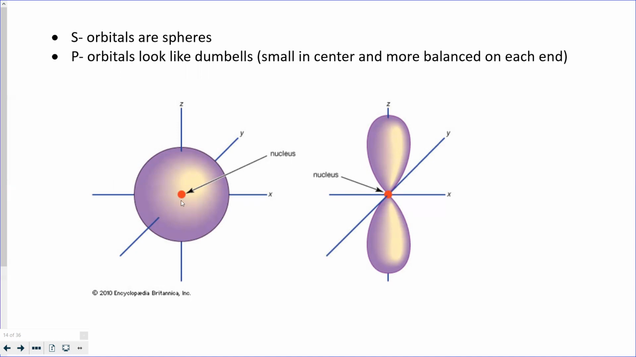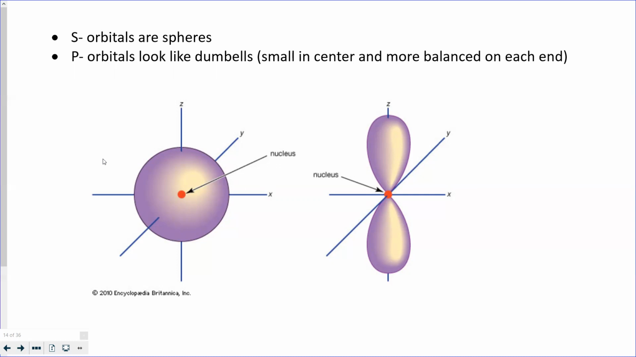So we have the s orbitals, which are pictured on the left, where it is a sphere around the nucleus. So s orbitals are spheres. S orbitals are the ones with the lowest amount of energy as well.